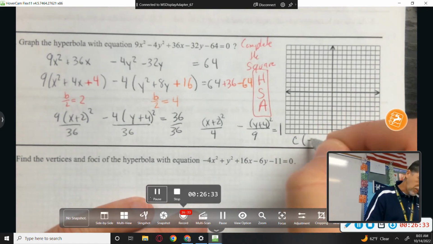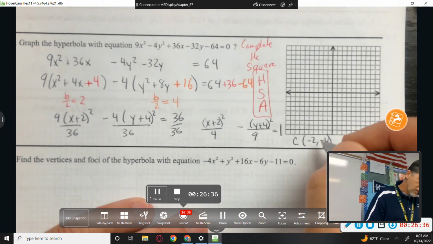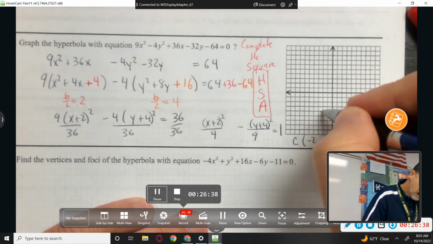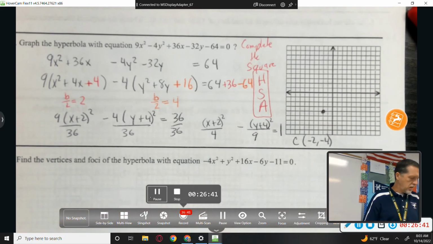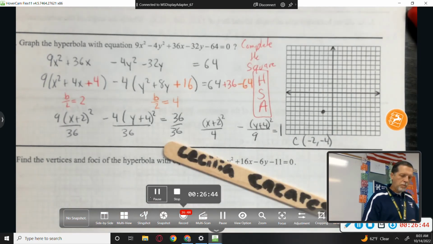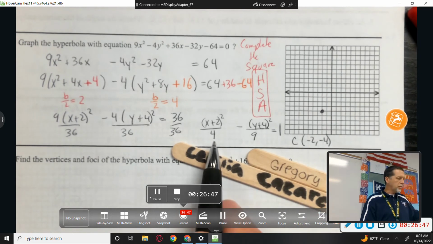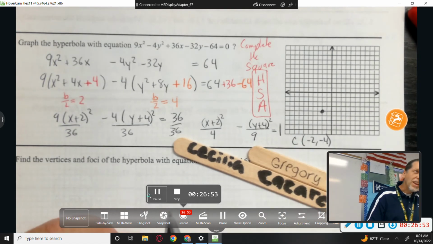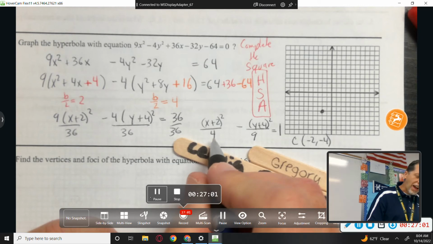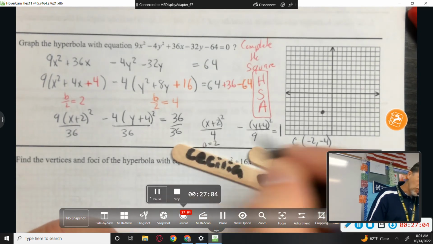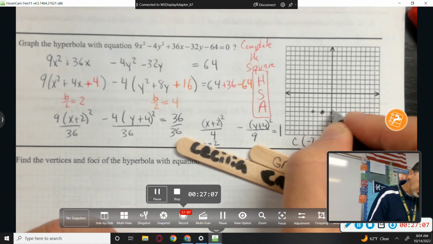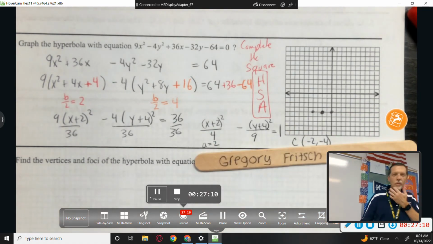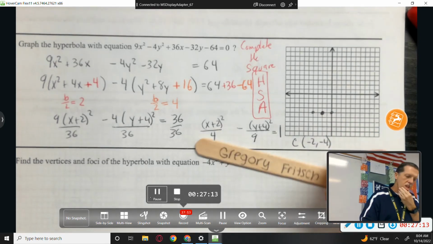So center at -2, -4. Cecilia, what do we do with that 4? Left and right, how many? 4 or 2? It's not 4. That's a squared. So a is 2. So left and right 2. Gregory, how about the 9? What do we do with that? And down 3.